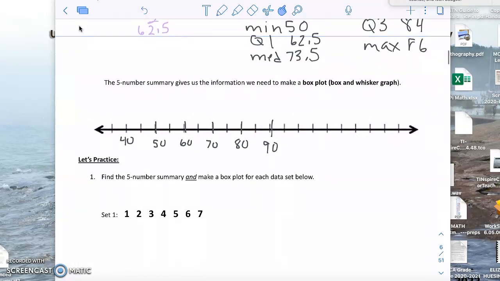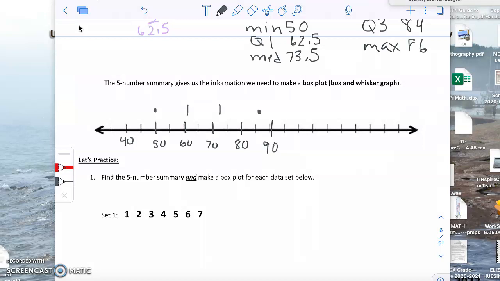So above 50, you put a dot for your max and min. So your max is 86, so right here. And then the other 3 are lines. So we have 62.5, 73.5, and 84. And then we connect our boxes. So this is sometimes called a box and whisker plot. Oops, so that should go right up in the middle. So we have our box and our whiskers.